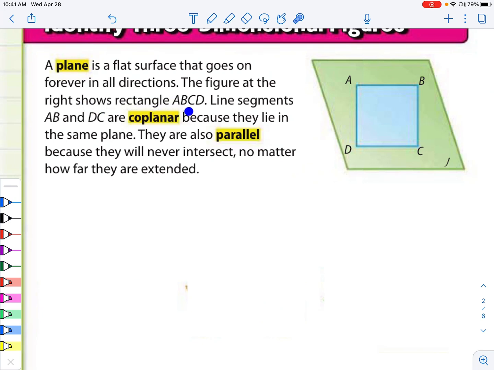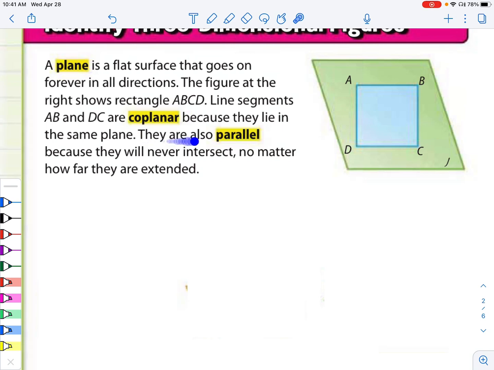The figure at the right, which is this one right here, shows the rectangle ABCD. Line segments AB and DC are coplanar. Why is that? Because they lie in the same plane, and that plane is plane J.